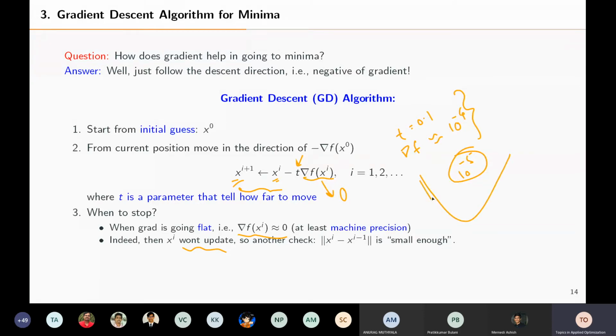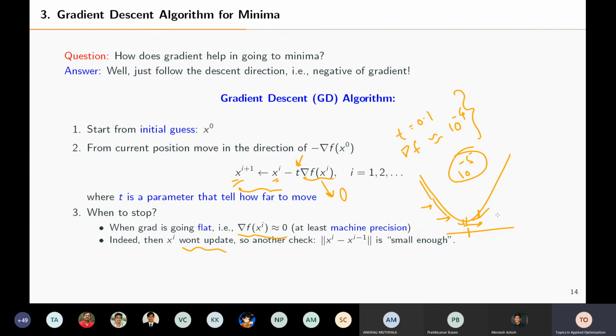So your gradient is going very fast, but then at some point, when you are getting closer, you have to be a little bit cautious. So you may dynamically change the step length, because if you travel the same amount when you are close to the minima, you will again overshoot. So you will go here, and then you have to come back.